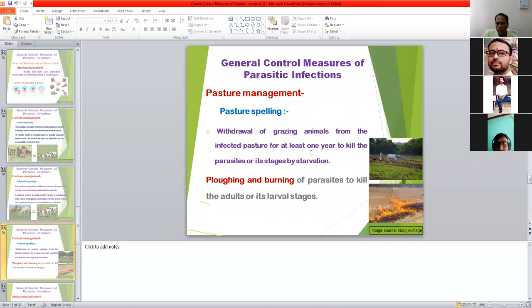Pasture spelling is another pasture management method. It is the withdrawal of grazing animals from the infected pasture for at least 1 year to kill the parasite stages by starvation. If we graze animals regularly in a grazing field, the tick larvae or helminth larvae survive there. If we leave the field ungrazed, generally for 3 months or 1 year, the larvae will die in the absence of the host. So this is pasture spelling, and ploughing or burning of the pasture is also done to kill the larval stages of the various parasites. This is another pasture management method to control the parasitic stages.